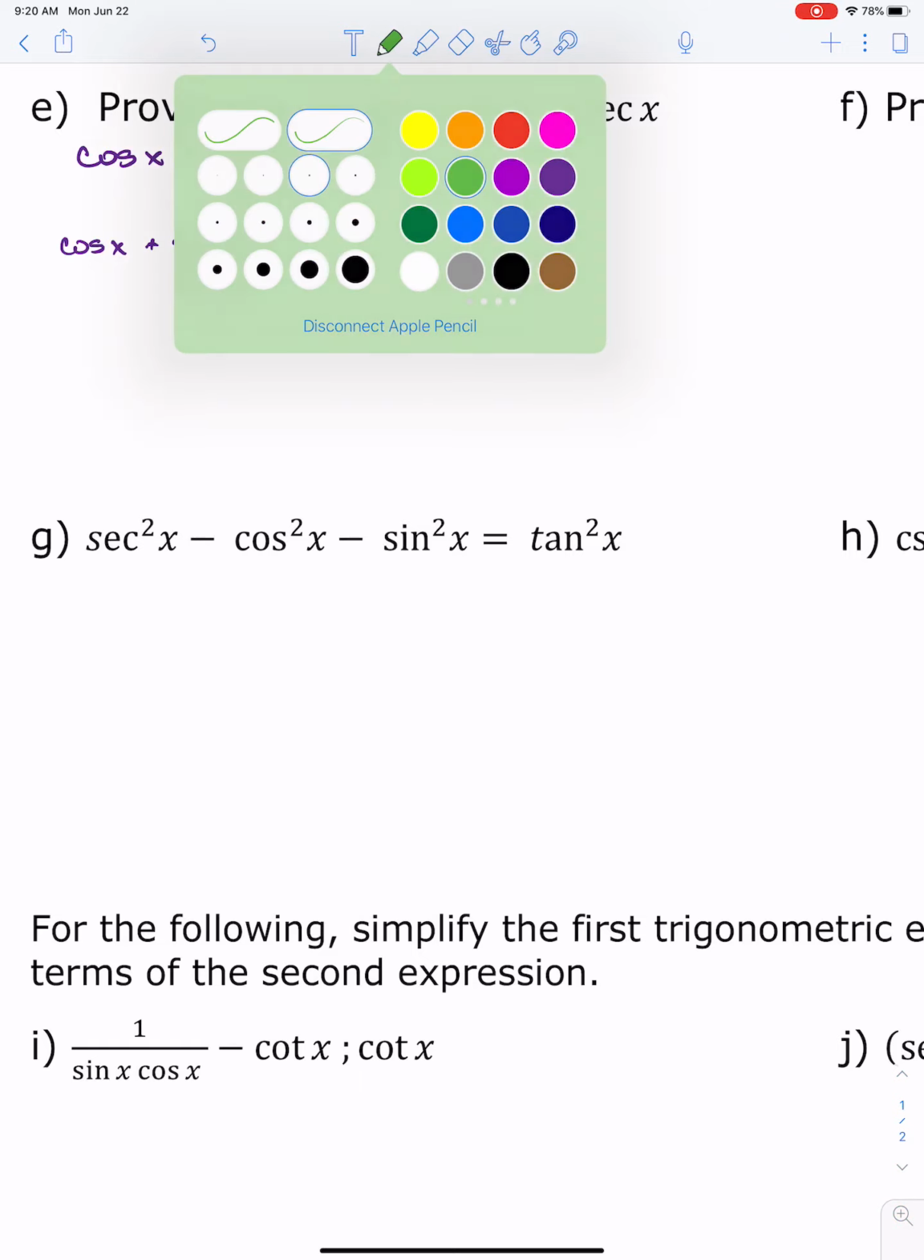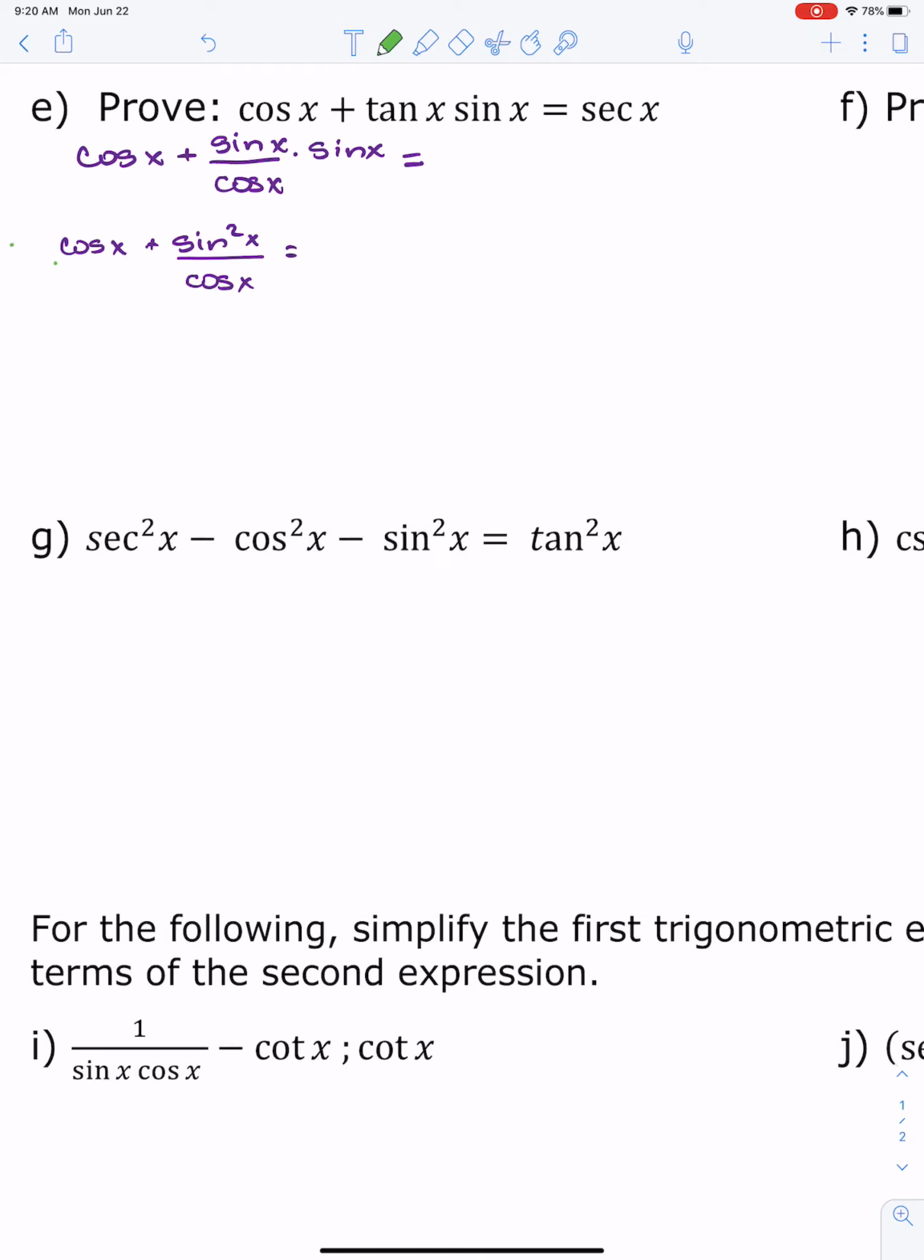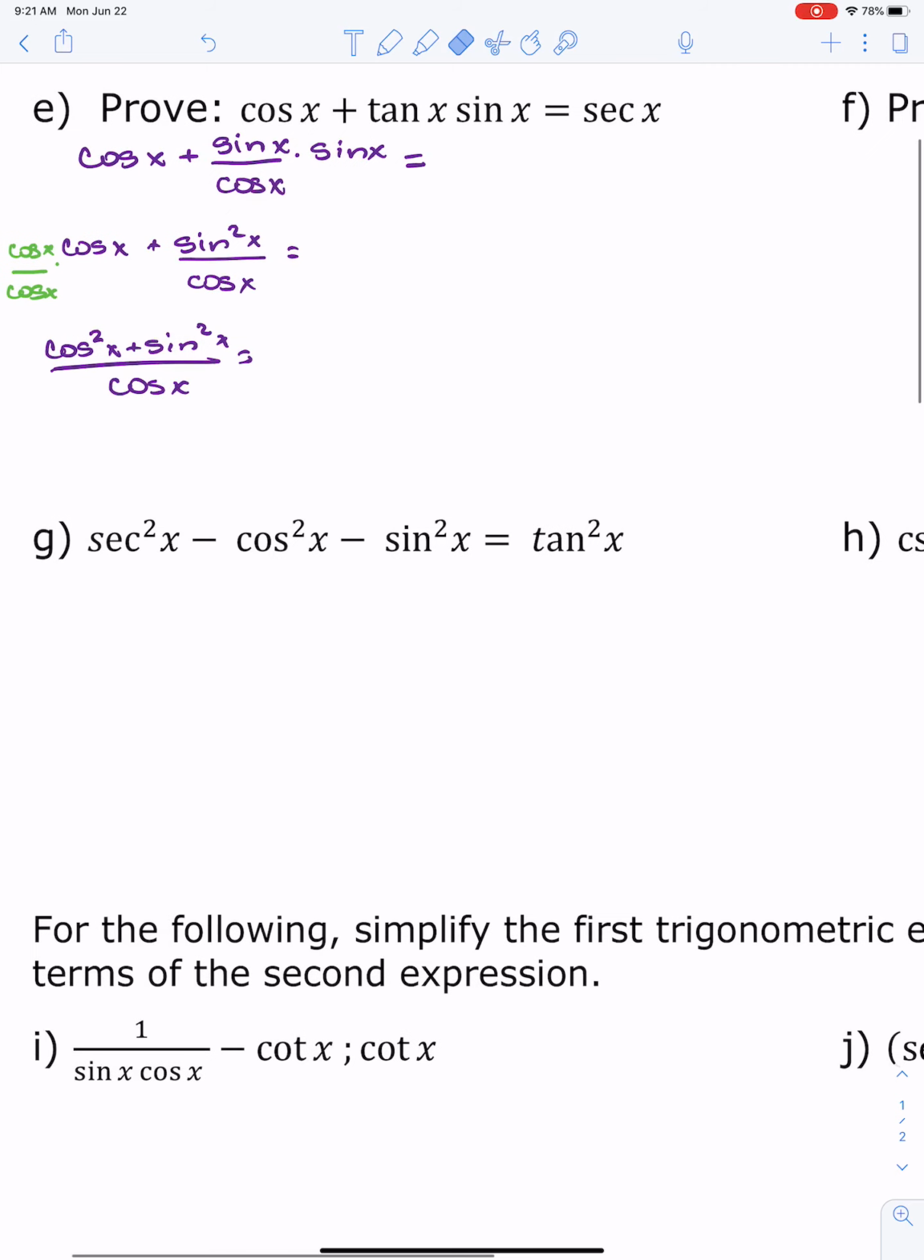In order to be able to add two numbers, they have to have a common denominator. So I'm going to multiply numerator and denominator of our first term by cosine x. I get cosine squared x plus sine squared x over cosine x. Cosine squared x plus sine squared x is always 1. So now I have 1 over cosine x equals secant x.